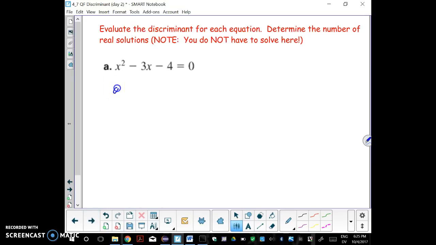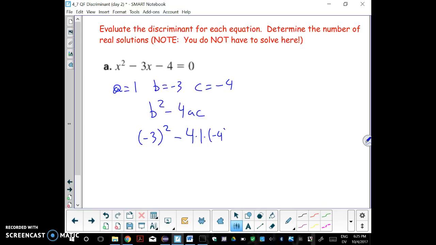So first one, A is 1, B is negative 3, C is negative 4. All right, and I'm just going to do b squared minus 4ac. So make sure you put parentheses for the negative. 4 times a times c. So it looks like it's going to be 9 minus negative 16. So we're going to get 25 there. So that's our discriminant. Again, it's just a number.